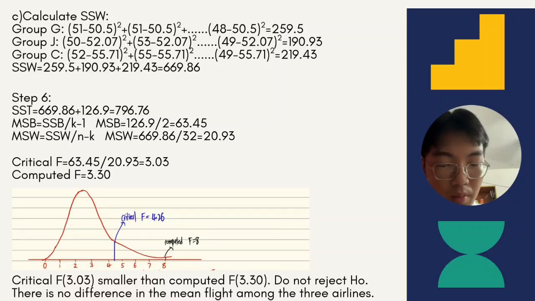And for this graph, we can conclude that the critical F is greater than the computed F. So we do not reject the null hypothesis. There is no difference in the mean fares among the three airlines. So that's all for us. Thanks.